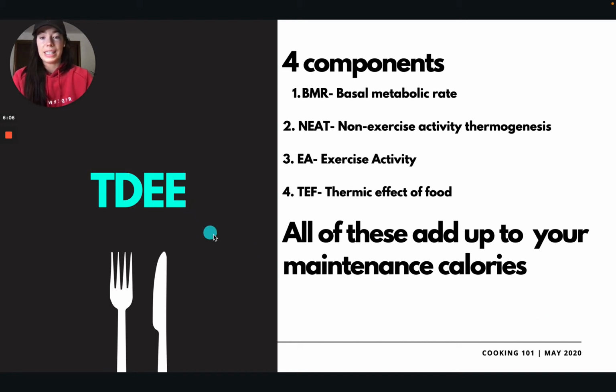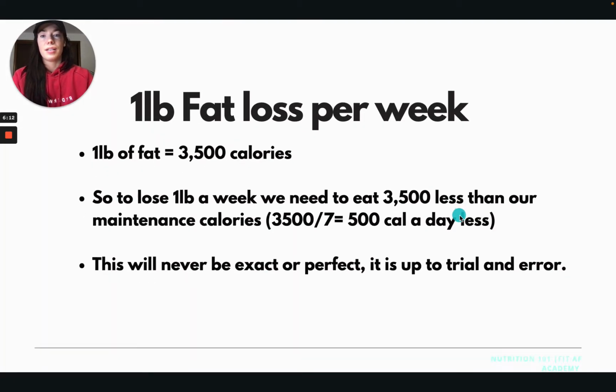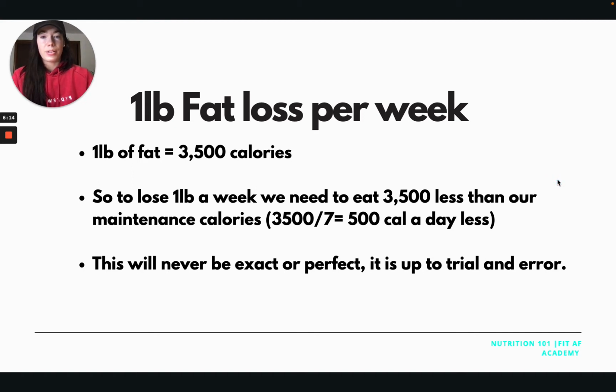So your TDEE equals your maintenance calories, and that's what we need to figure out, right? So for us to lose 1 pound of fat per week, obviously we want it to come from fat and not muscle. So 1 pound of fat equals about 3,500 calories, right? That's how much energy is in a pound of fat. So for us to lose 1 pound a week, we need to eat 3,500 calories less than our maintenance calories per week. So to figure out how many fewer calories you'd have to eat per day, you take 3,500 divided by 7 equals 500 calories a day less, right?